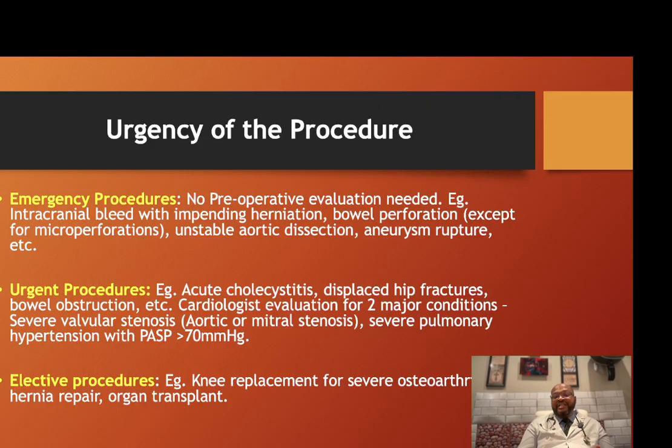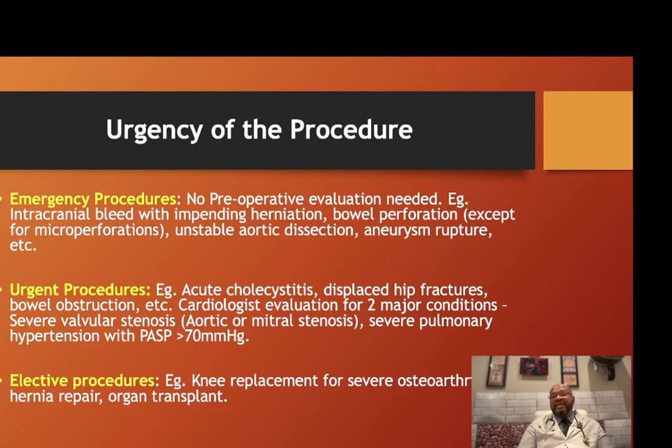So let's talk about the urgency of the procedure. If it's an emergency procedure, there is no pre-op evaluation. For instance, someone has an intracranial bleed with impending brain herniation, a bowel perforation, of course, except for the micro perforations, like diverticular perforations, unstable aortic dissection, aneurysm ruptures. These are emergency situations. You don't need a pre-op evaluation, because if you don't take them to the OR, they die, pretty much. Then the urgent procedures like acute cholecystitis, gallbladder inflammation, displaced hip fractures, bowel obstruction.